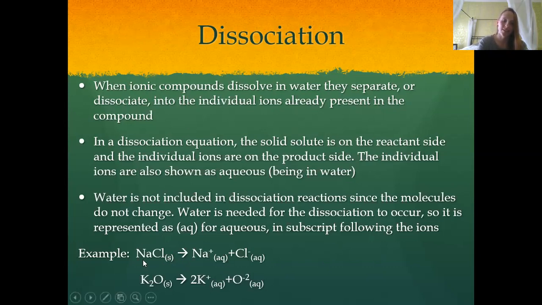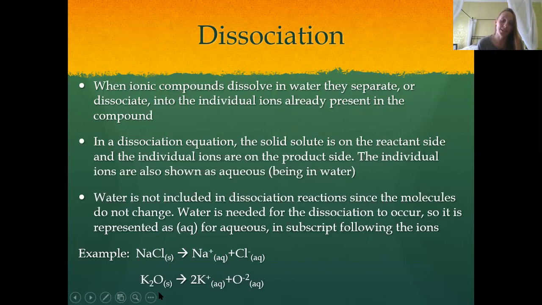So NaCl, which is sodium and chlorine, because we have a metal and a non-metal, this is an ionic compound, and we can just separate that ionic compound into the two ions. Same with potassium oxide. Potassium's a metal, oxygen's a non-metal, so that is an ionic compound. It dissociates by just splitting into a potassium ion and an oxygen ion.